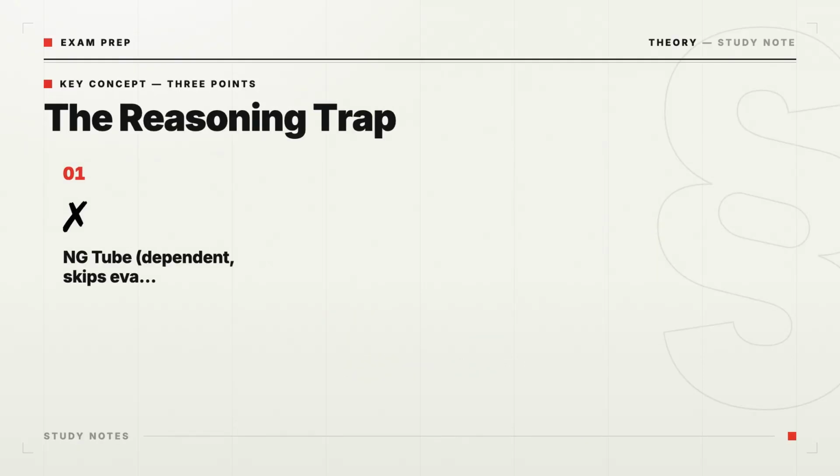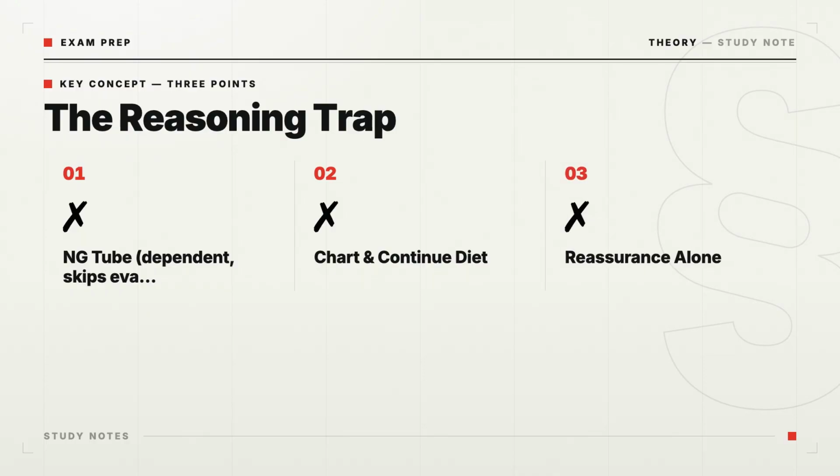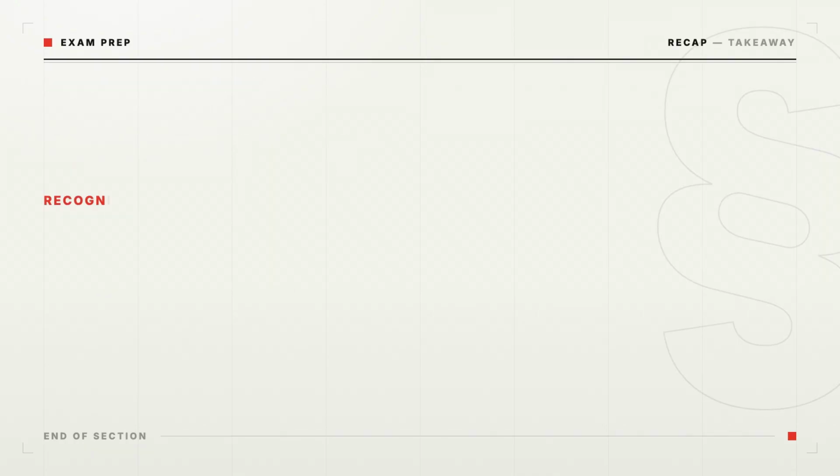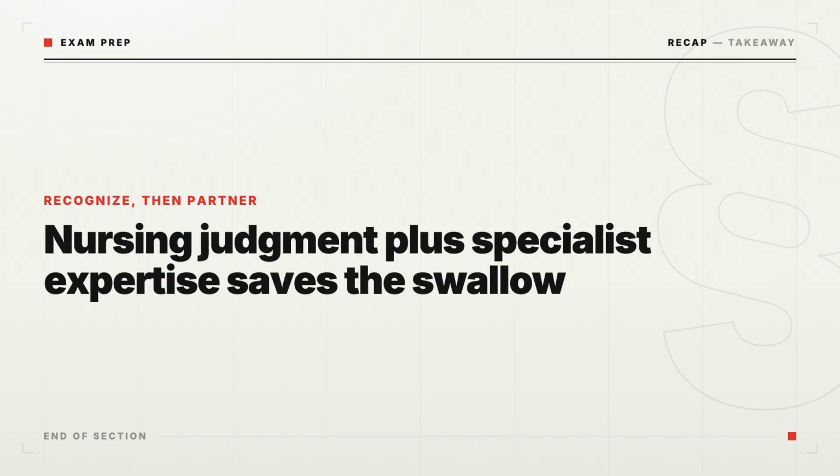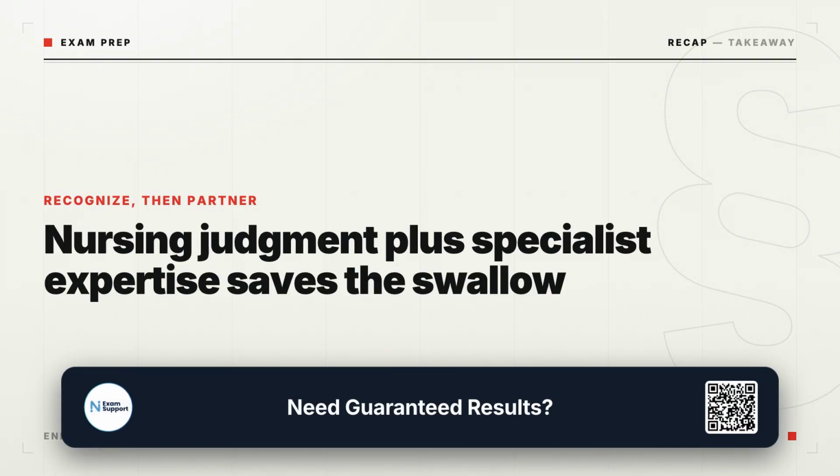Acting alone is the trap. Placing a feeding tube is a dependent order that skips the very evaluation deciding if the patient can eat safely. Charting and continuing the diet leaves a known risk unaddressed, and kind reassurance, while caring, is not action and protects no one from the next sip. A collaborative intervention means the nurse who screens, hears the wet voice, holds the diet, and calls for a swallow consult is practicing skilled independent judgment while reaching for the right partner. That combination is what keeps a recovering stroke patient safe.